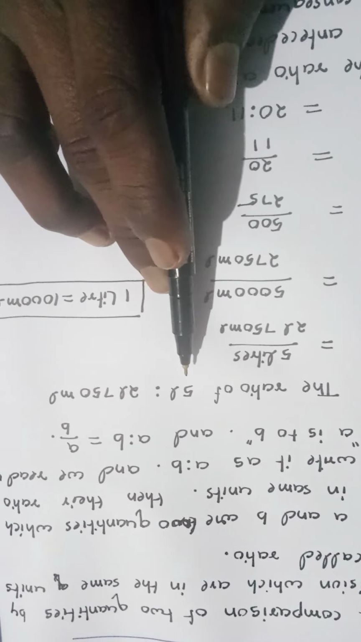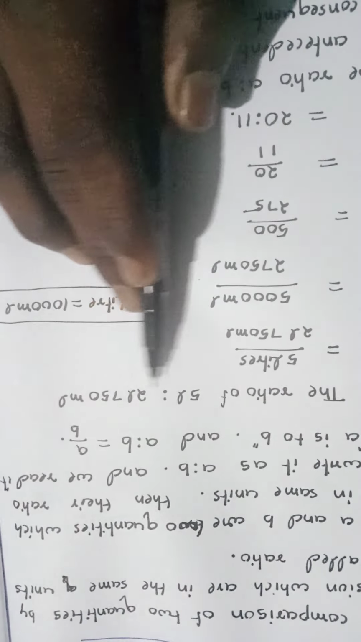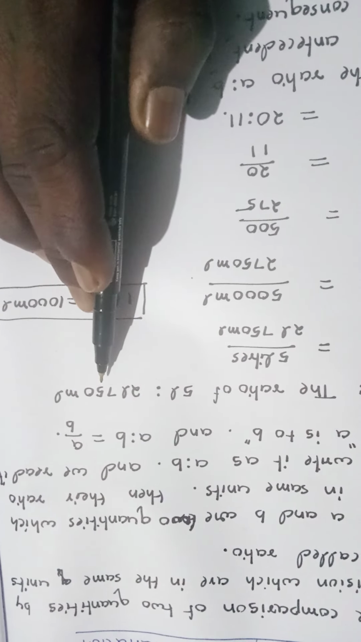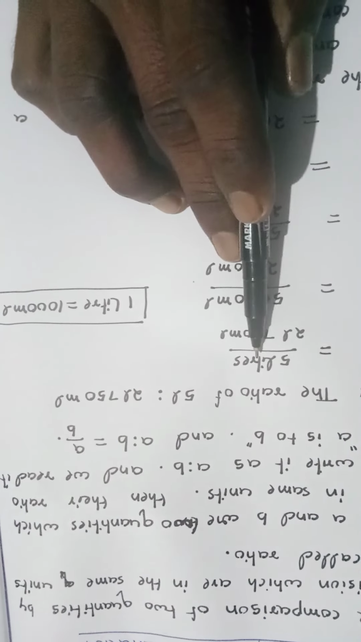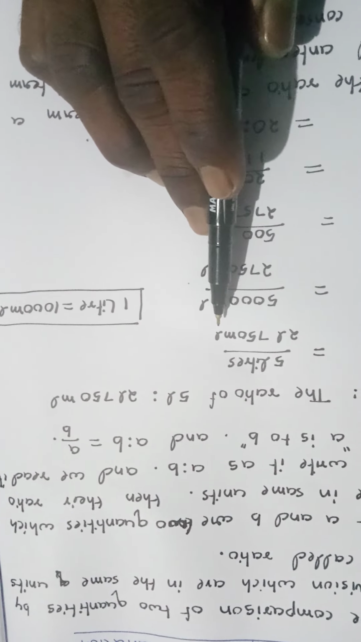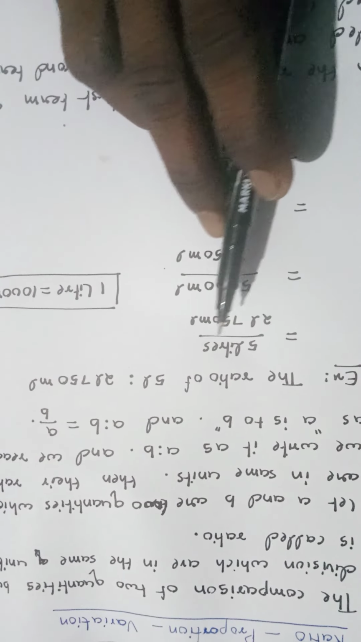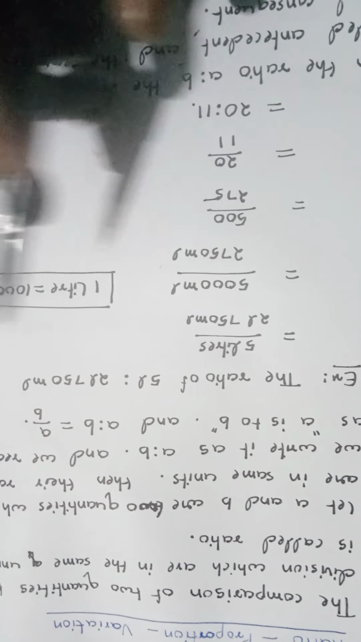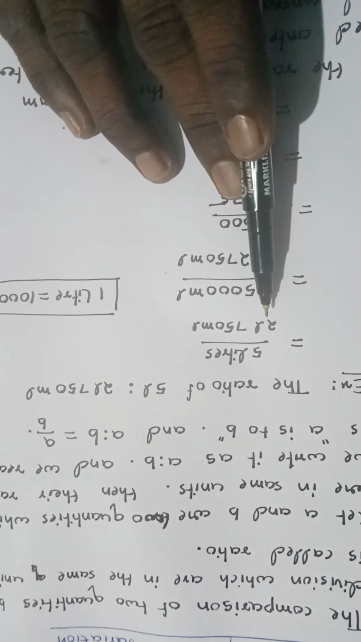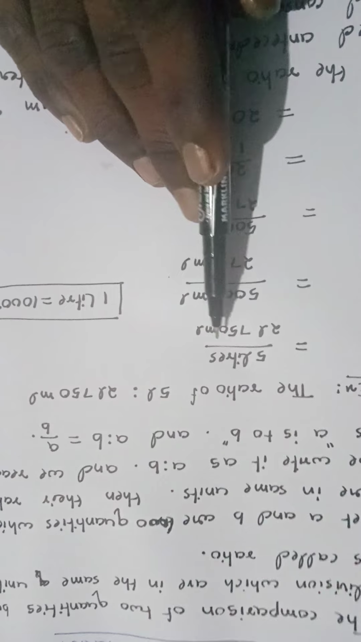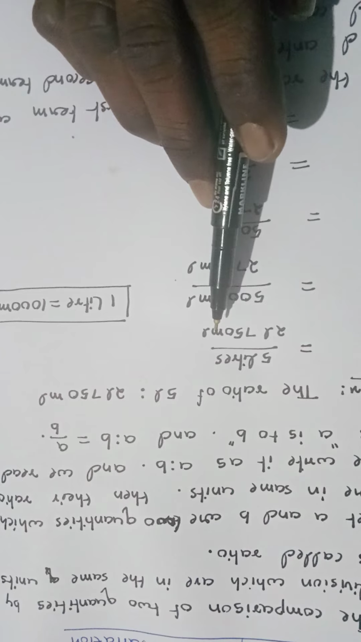The ratio of 5 liters is to 2 liters 750 ml. I want to find the ratio of both quantities. So how do you find it? Already we know that A is to B is nothing but A by B. So we write 5 liters by 2 liters 750 ml. Whenever you want to find the ratio of any two quantities, you must keep both quantities in the same units. Here the first quantity, the numerator, is in liters, and the second quantity is in both liters and milliliters. So these both quantities are not arranged in the same unit.